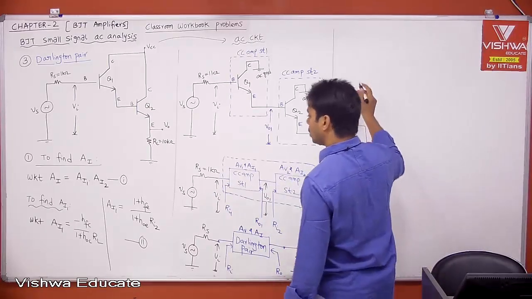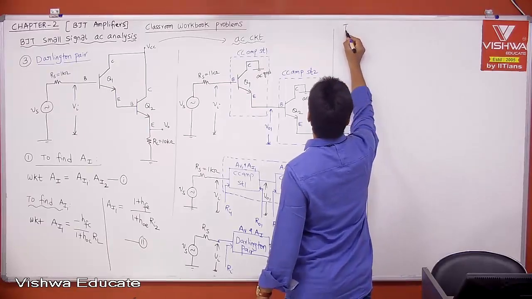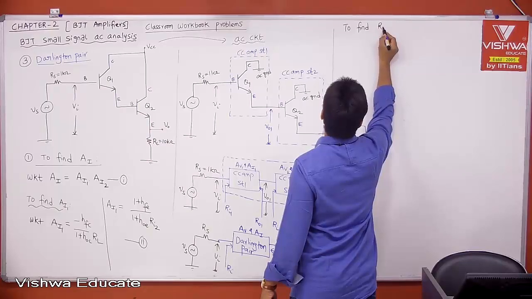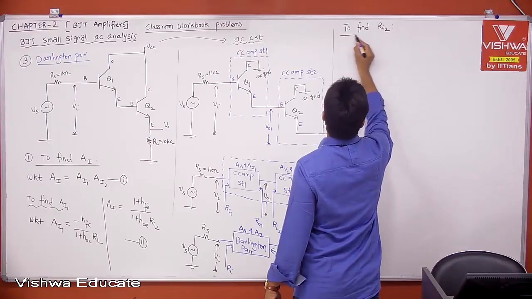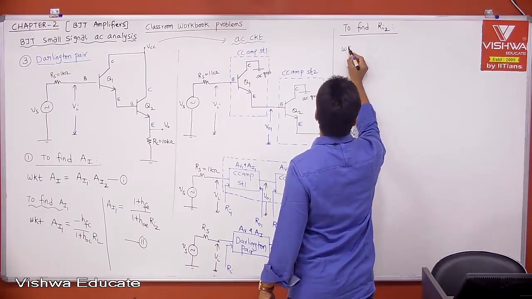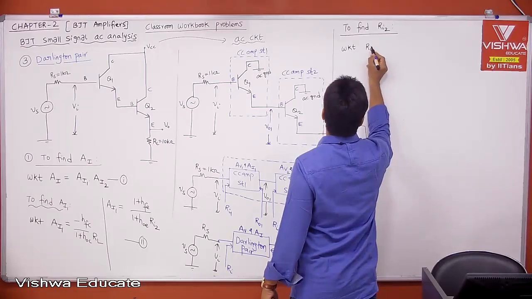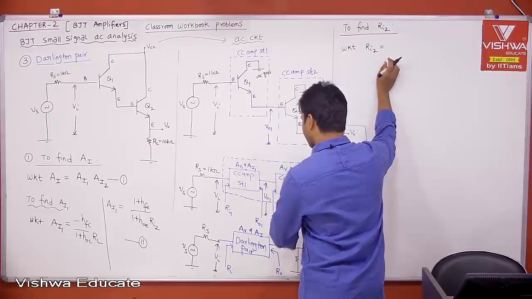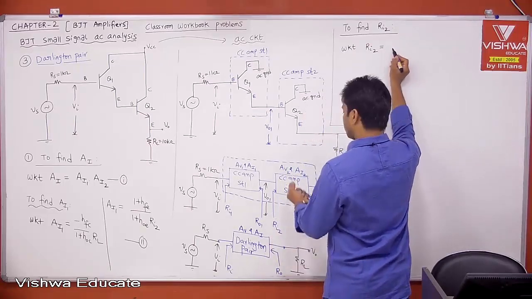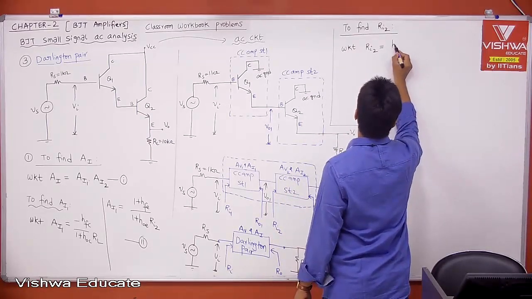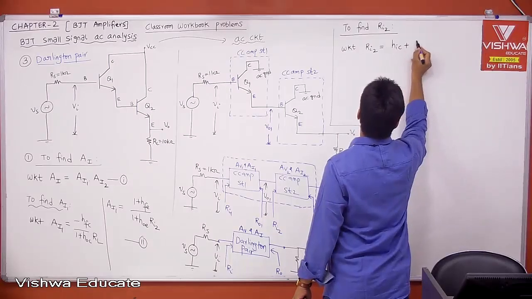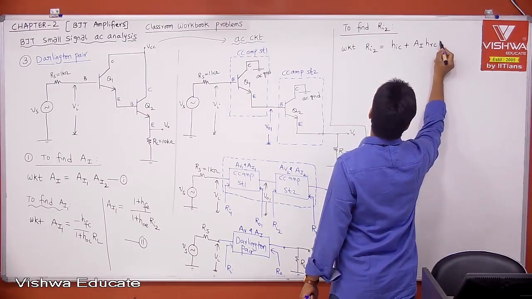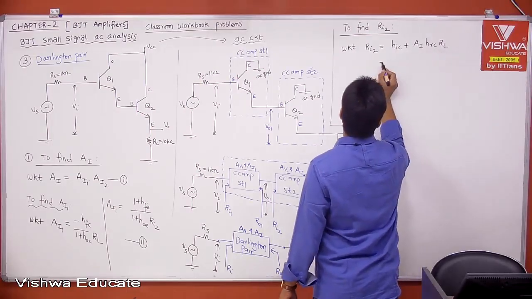Now to find Ri2, we know what Ri2 is: the input impedance of the second stage. That is nothing but the CC amplifier. Therefore, we know that it is HIC plus AI into HRC into RL. That is the formula for the CC amplifier.